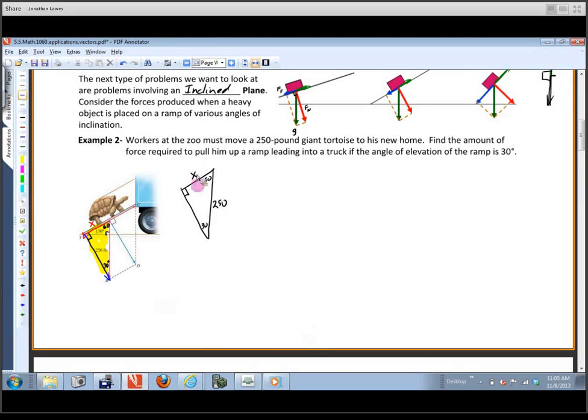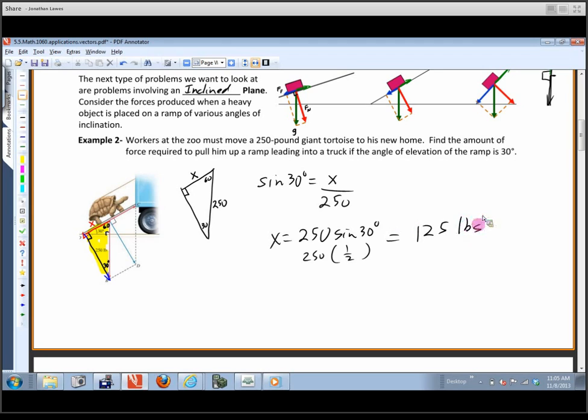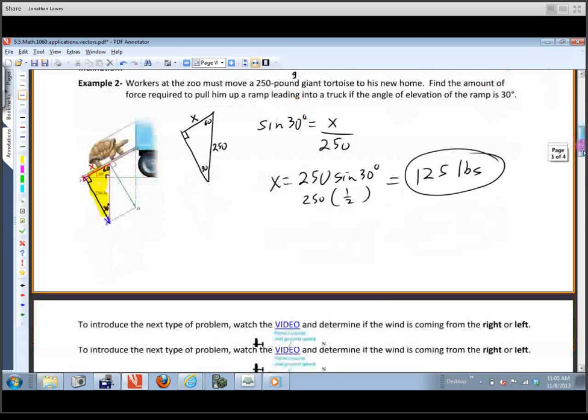So if I need this side and I've got that angle, and it's a right triangle, this is pretty easy. The sine of 30 degrees is going to be the opposite side, x, over the hypotenuse, 250. So x is equal to 250 times the sine of 30 degrees. And remember, the sine of 30 degrees is 1/2. So I end up with 125 pounds. So it's a lot easier than lifting him into the truck. But if we made that ramp even more shallow, we would hardly have to push him at all. So 125 pounds there.